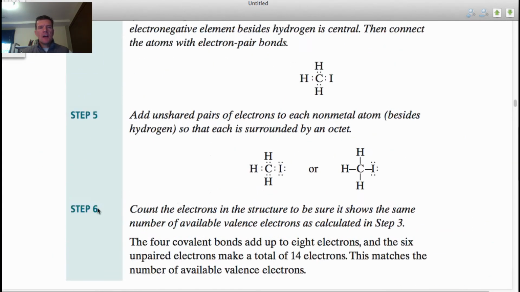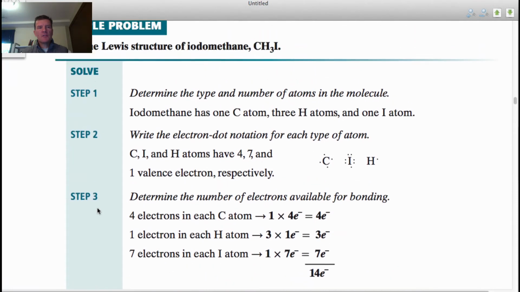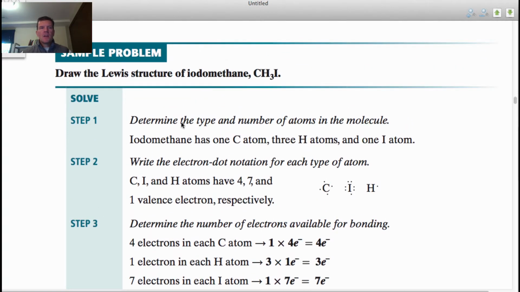I'll walk you through the steps here. Actually, let me walk you through this one right here. How do we draw these Lewis dot diagrams, not just for atoms, but also for compounds? Well, here's what we do. Basically, we look at the chemical formula that is given to us. In this case, it's CH3I. Usually the first element is the one that is going to be in the center if there's more than one element in the compound. So we're going to assume that C is going to be in the center of our compound.